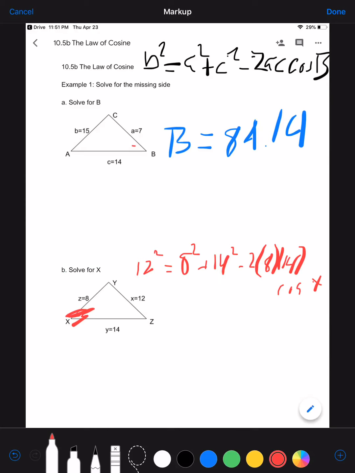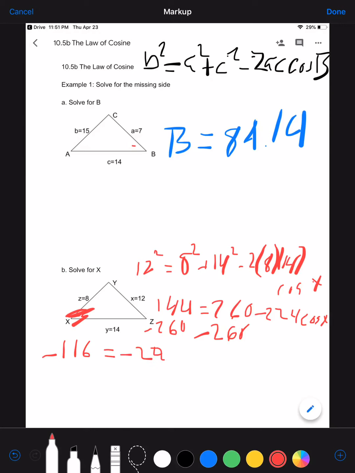And then we're going to do the same thing we did last time. So 12 squared equals 144. Then we're going to do 8 squared plus 14 squared. That gives us 260. And then we'll do 2 times 8 times 14, which gives us a negative 224. Then again, cosine X. So, again, we're going to start by subtracting our 260. So 144 minus 260 gives us negative 116, and then is equal to negative 224.